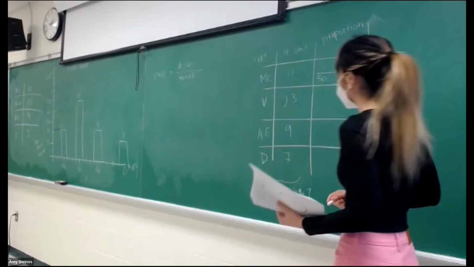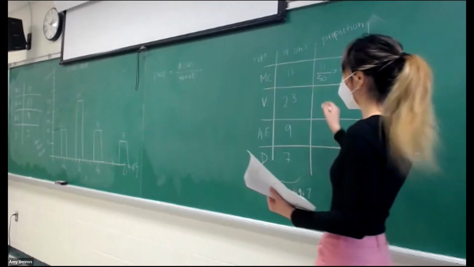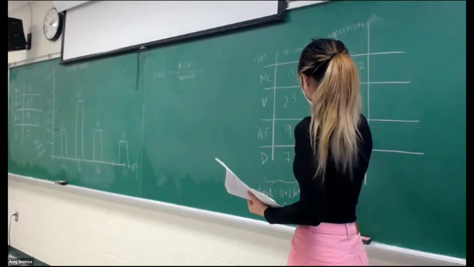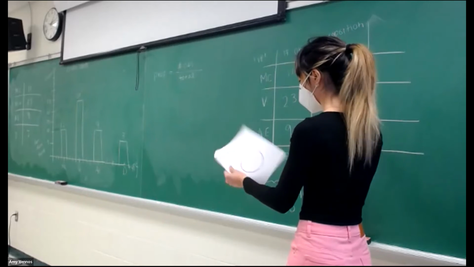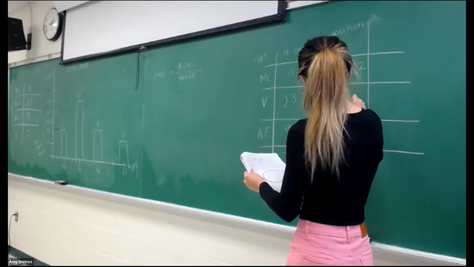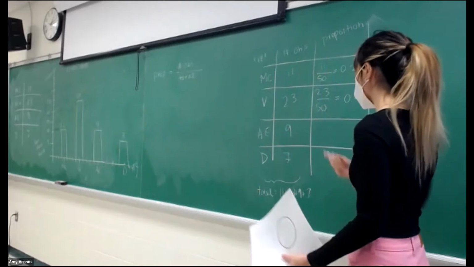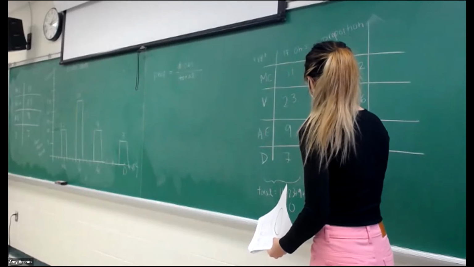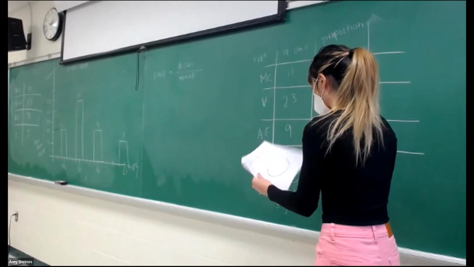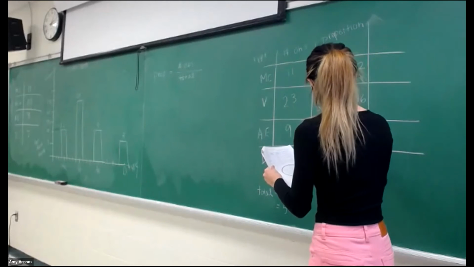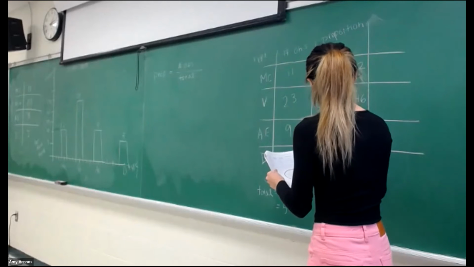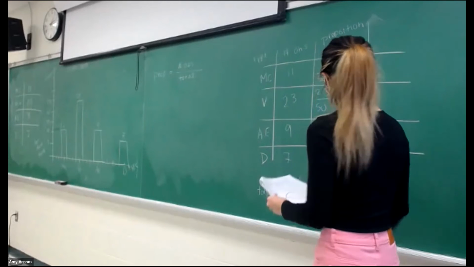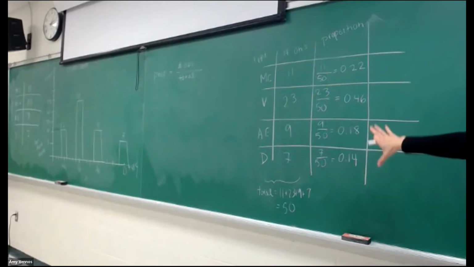How would I find the proportion of Visa? 23 over 50, right? And if you do that in your calculator, you should get 0.46. I'm not going to ask the next ones, but you get 9 over 50 and 7 over 50, which gives us 0.18 and 0.14. Any questions on finding the proportions?